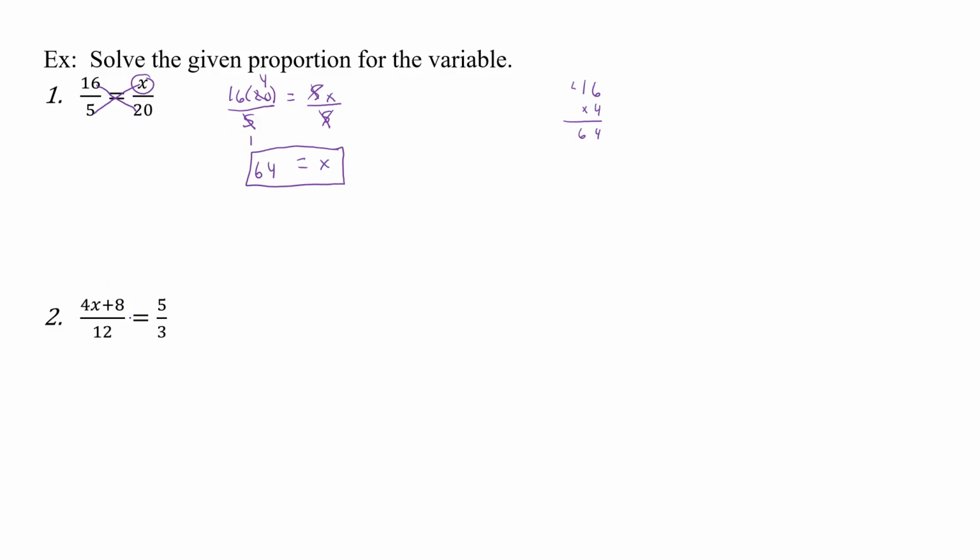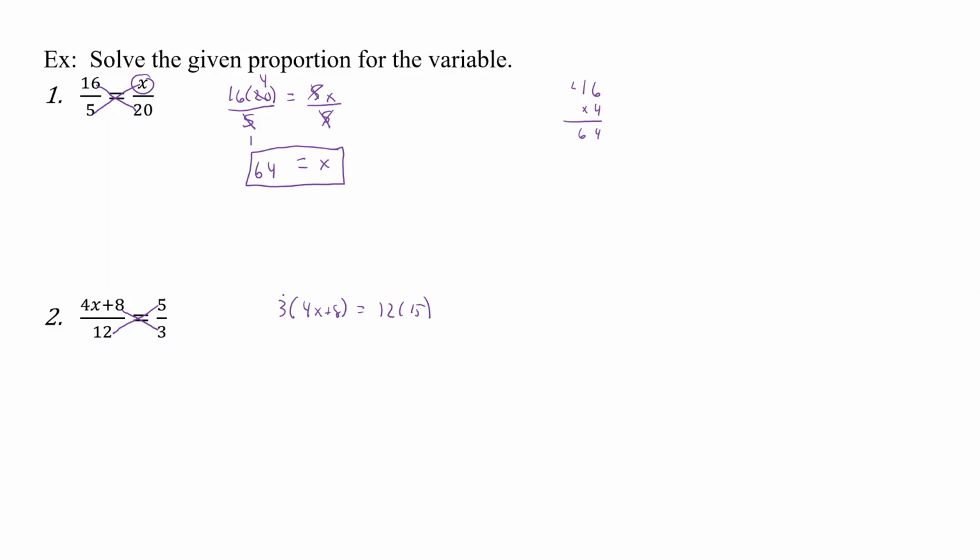Now, what about the next one? Well, if we do that cross product again, all that's going to happen is we're going to have a product of 3 times this whole binomial, and then 12 and 5, and we're going to work it basically the same way we work any equation that we need to solve. And so let's go ahead and multiply here. 4x plus 8 equals 12 times 5.